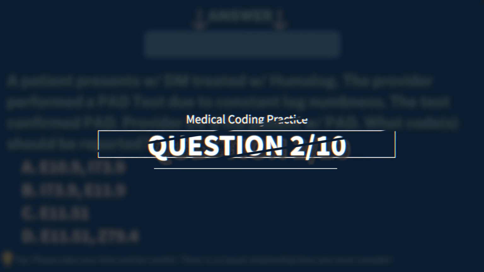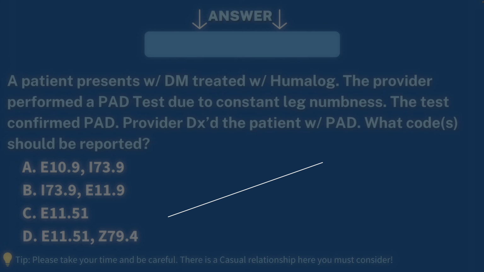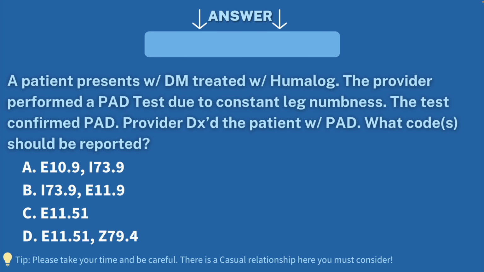All right, for my newbies, yes, this is more information, but do not let it intimidate you. We're going to go through this together. A patient presents with DM treated with Humalog. The provider performed a PAD test due to constant leg numbness. The test confirmed PAD. Provider diagnosed the patient with PAD. What codes should be reported?